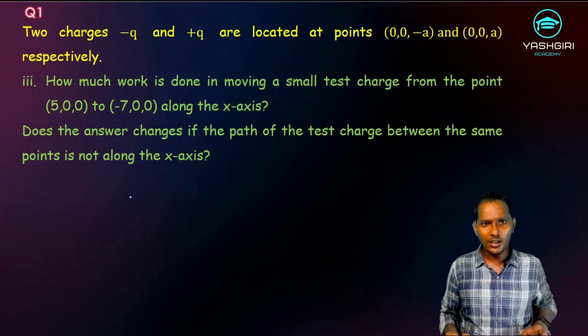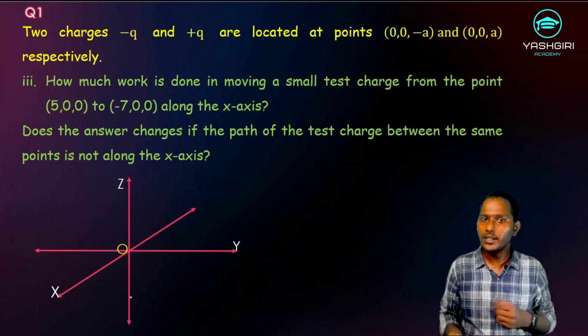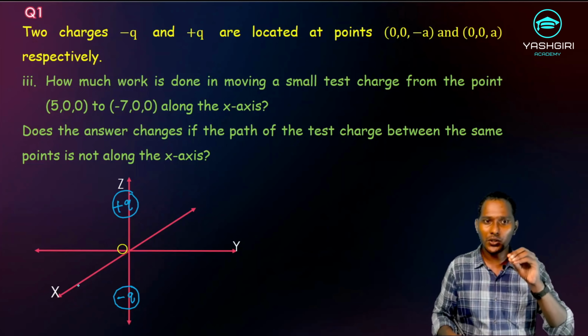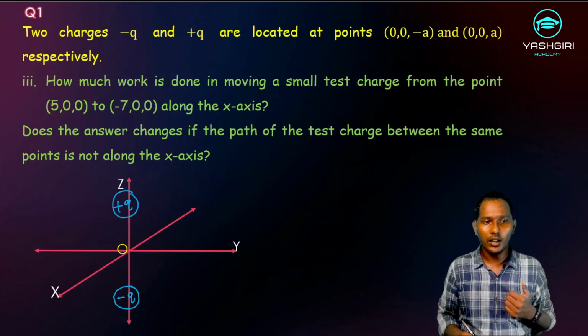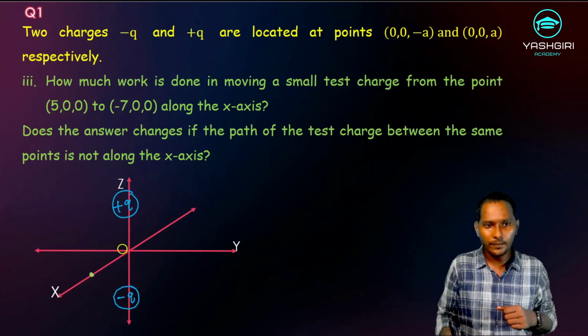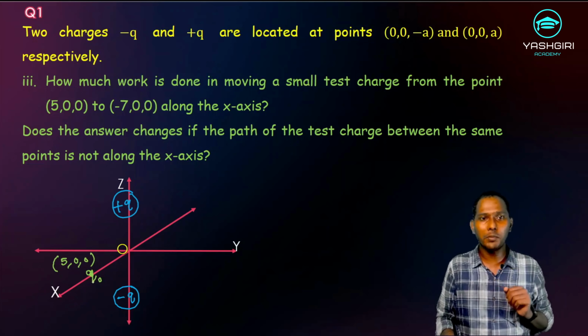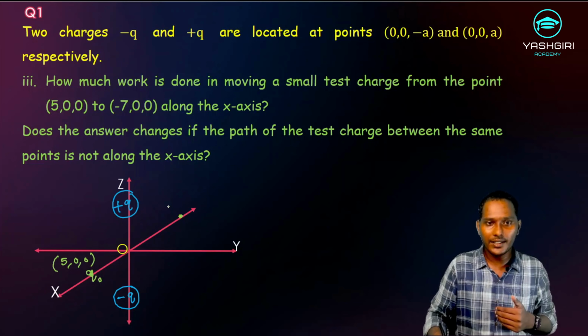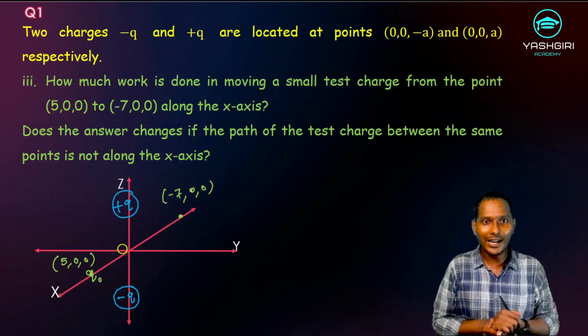Let me take the system again. This is my negative charge at some location, and here we have a positive charge. In this question, we are going to focus on our x-axis, and the coordinates given to us are on the x-axis. We are moving a test charge. Let Q0 be a small test charge, at the coordinate (5, 0, 0), and we are moving it to a location somewhere here, (-7, 0, 0). So students, what will be the answer in this case?